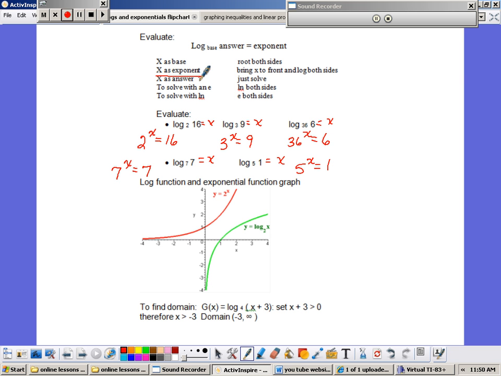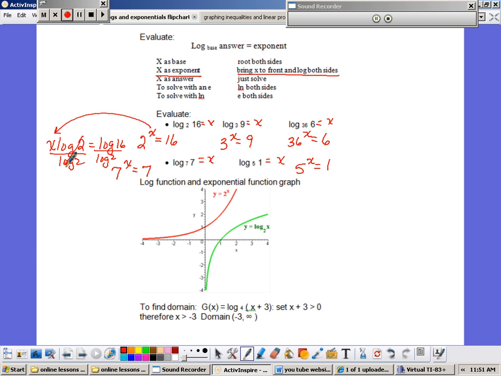If x is an exponent, you bring x to the front and log both sides. So for me to solve these, if I didn't know them, I have to log both sides. What that means is I'm going to use that rule that says I can bring it to the front. And I'm going to take x log of 2 equals the log of 16. Divide by the log of 2.